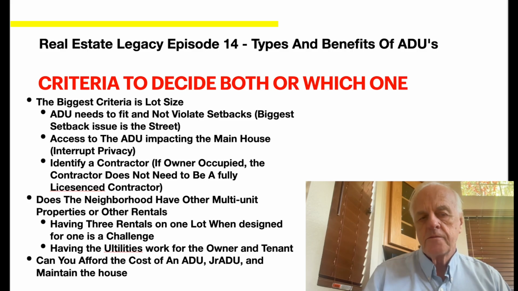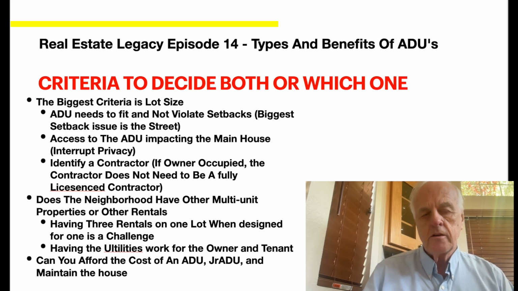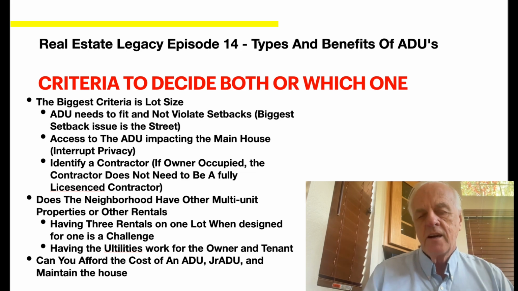An ADU needs to fit and not violate setbacks. The biggest setback actually is the street, because that doesn't change. The other setbacks are typically 4 feet. And again, access to the ADU impacting the main house, you don't want to interrupt privacy. You've got to look at where the windows are to make sure everybody's not looking in every other bedroom. It's just not going to be a great rental situation depending on how you do that.